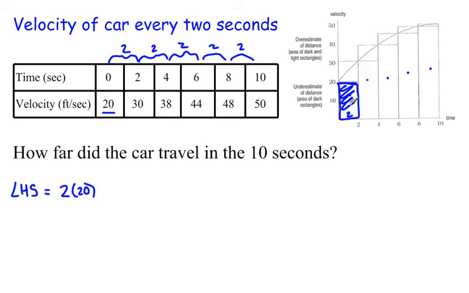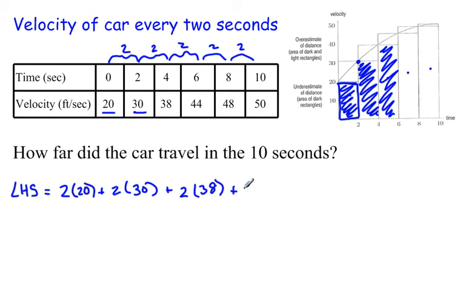And we've done the first rectangle. When we take the next rectangle, which is this one in blue, we also have a width of 2, and we have a height of 30. And notice that 30 comes into play right there. Our next rectangle also has a width of 2, and we're going to use the height of 38, and that's this one right here.